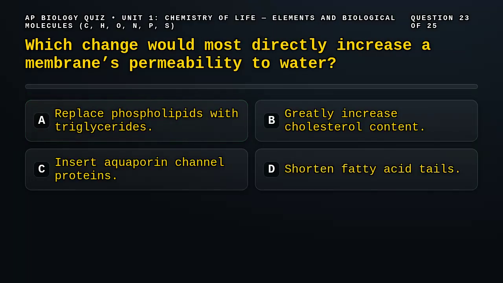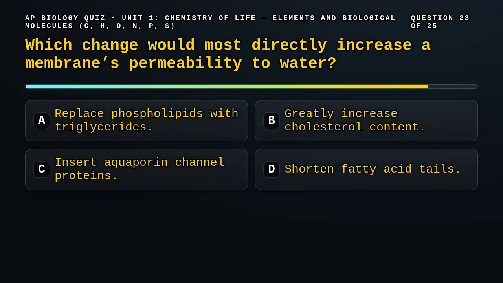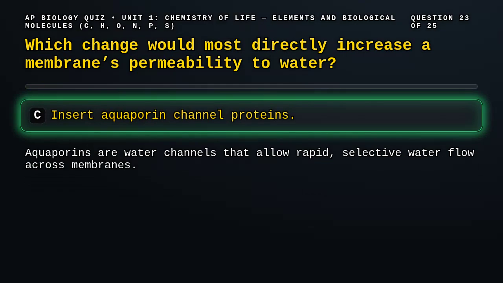Question 23. Which change would most directly increase a membrane's permeability to water? A. Replace phospholipids with triglycerides. B. Greatly increase cholesterol content. C. Insert aquaporin channel proteins. D. Shorten fatty acid tails. Correct answer, C. Aquaporins are specialized channel proteins that allow rapid regulated water transport across cell membranes.